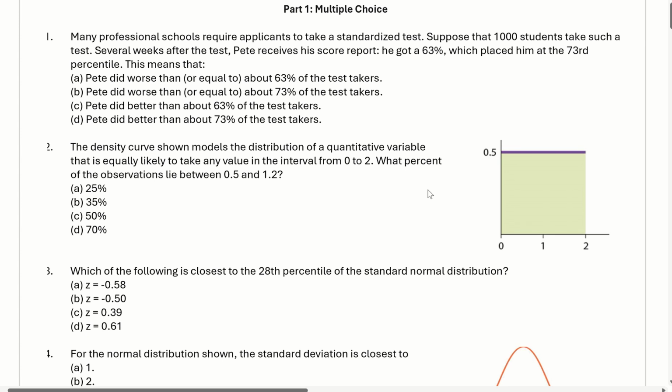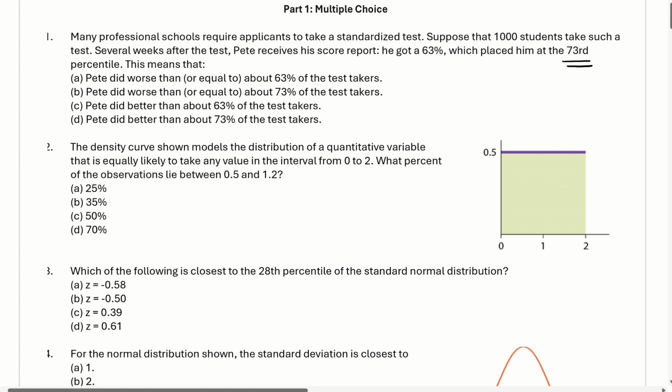So we got the multiple choice here. Number 1: many professional schools require applicants to take a standardized test. Suppose that 1,000 students take such a test. Several weeks after the test, Pete receives his score report. He got a 63%, which placed him at the 73rd percentile. This means that, all right, Pete got a 63%, but that placed him at the 73rd percentile.